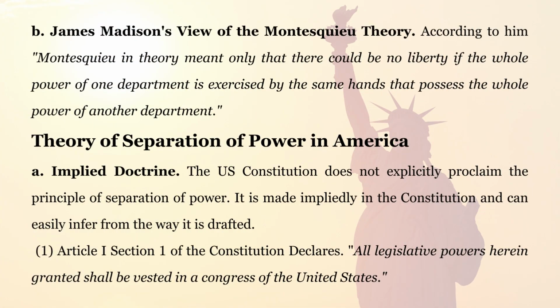B. James Madison's view of the Montesquieu theory. According to him, the Montesquieuan theory meant only that there could be no liberty if the whole power of one department is exercised by the same hands that possess the whole power of another department.